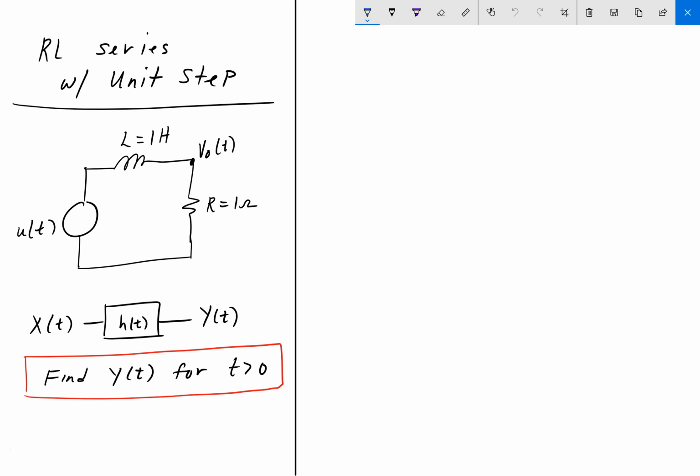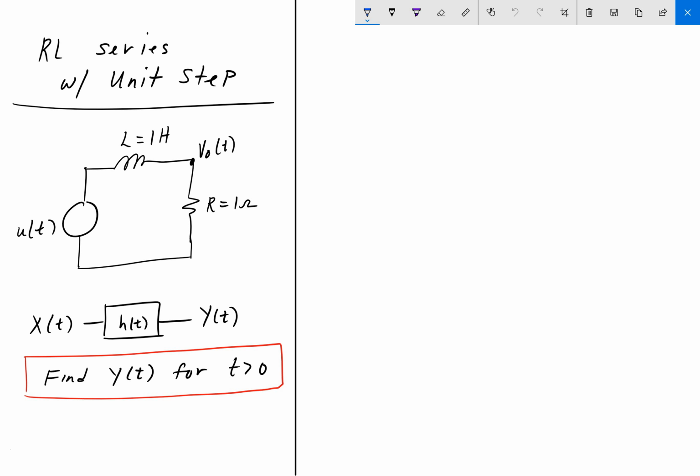For this next problem, we have an RL series circuit, only this time with a unit step function as an input, and we're asked to find the output V out of t, or Y of t, given that L is equal to 1 Henry and the resistance is equal to 1 ohm. So, as always, pause the video, give it a shot, and we'll go over the answer in a bit.